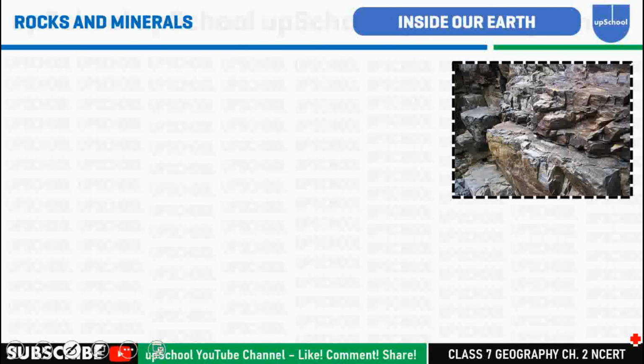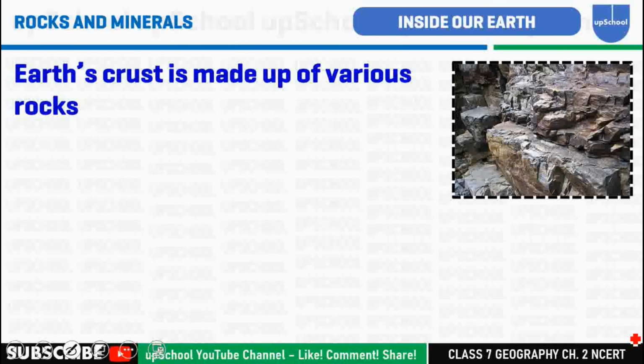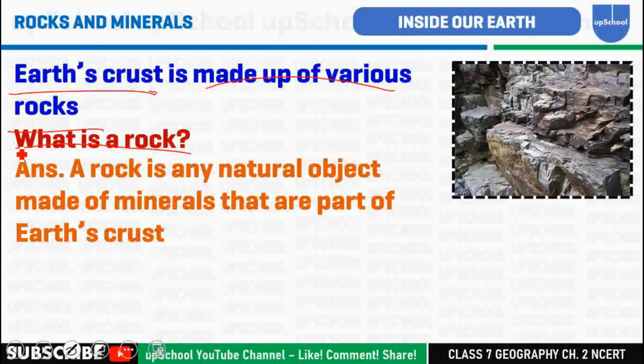The next part of this lesson: rocks and minerals. Earth's crust is made of various different rocks. Alright, so what is a rock? A rock is any natural object made of minerals that are part of the Earth's crust. So the Earth's crust is made of many rocks.